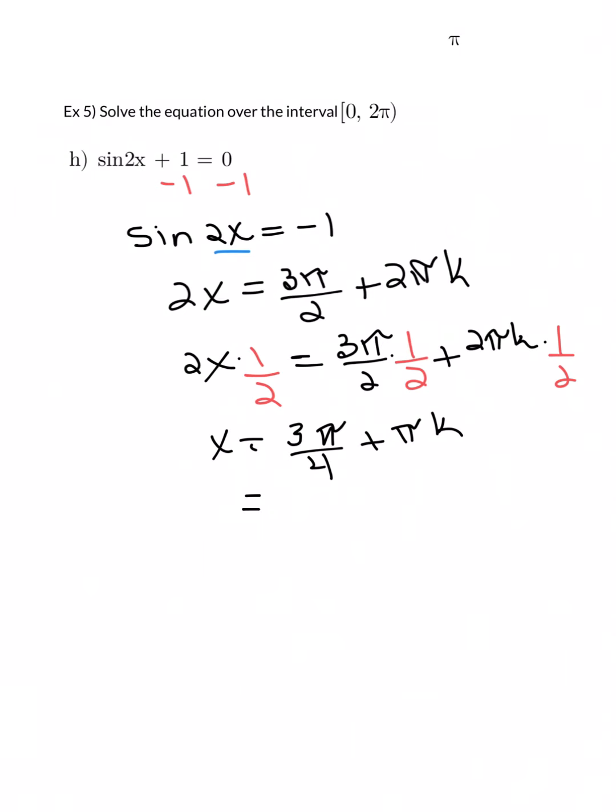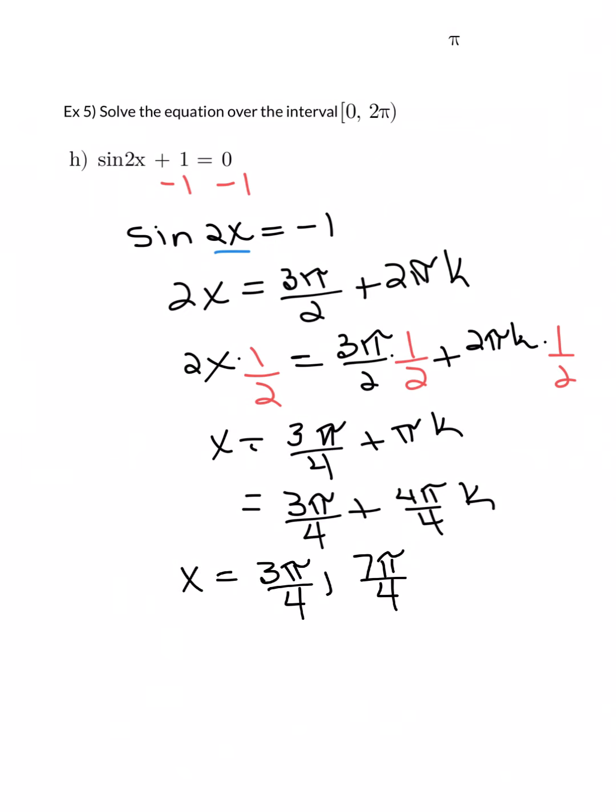What will be helpful is if we rewrite pi k, remember that that is actually just a 1 pi. So to get a common denominator, I'm going to write it as 4 over 4 k. This means then that my first solution is the 3 pi over 4. What I have to do then is start adding 4 over 4 pi until I hit an angle measure that's more than 2 pi. So 3/4 pi plus 4/4 pi gives me 7/4 pi.